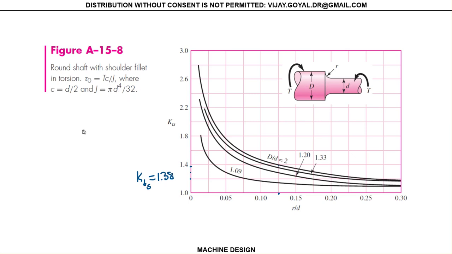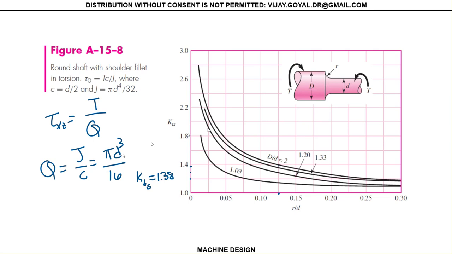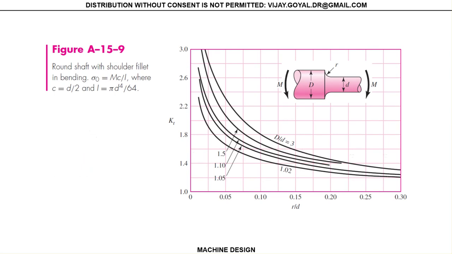And what you can see here is that this is exactly the same as we always use: torque over Q. Note that Q is equal to J over c, but you have to use small d, not the big D, your small d. That will give you pi d cubed over 16, what we have been using for the small d, never for the big D. So we move on to the next case, the moment.